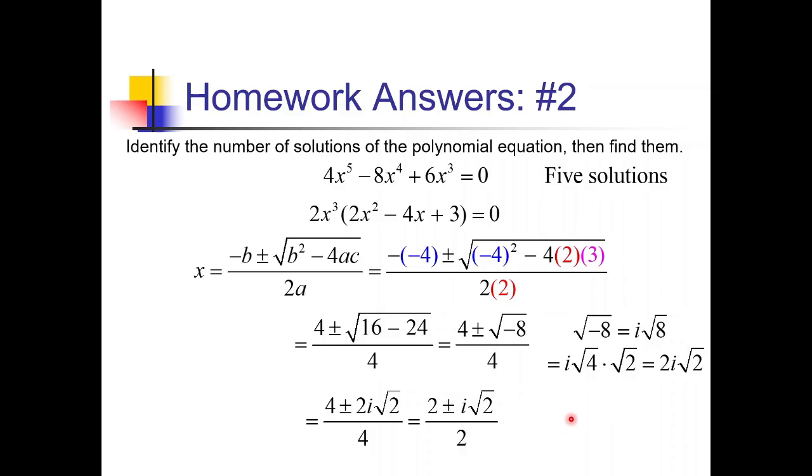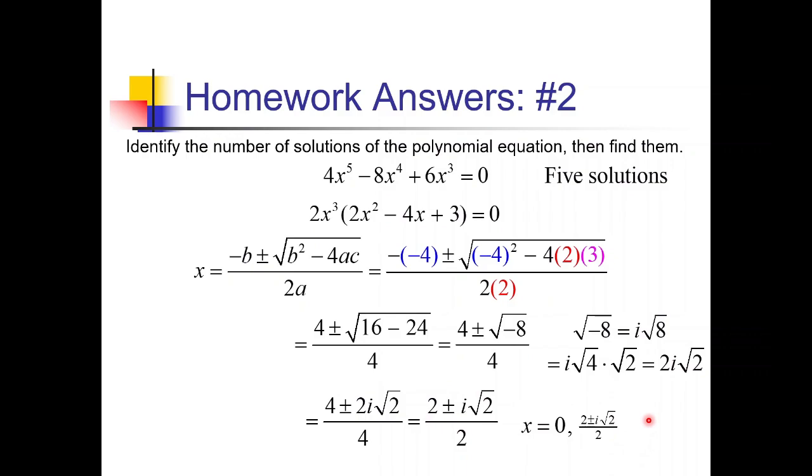So now let me write all my solutions for this. Let me go back to this factored part here. If 2x cubed equals 0, then x equals 0, because 0 cubed times 2 would give me 0. And then we also have this solution that we just came up with the quadratic formula, 2 plus or minus i radical 2 over 2.